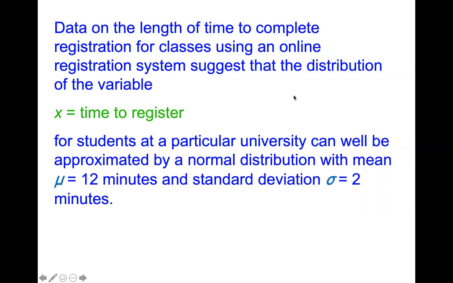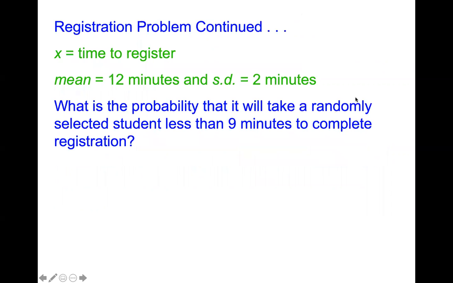All right, so let's go ahead. I think it's actually pretty intuitive how to do a problem based off of this. The only difference from yesterday's lesson is that instead of a mean of 0 and a standard deviation of 1, now it's a mean of 12 and a standard deviation of 2. So it says, what is the probability that it will take a randomly selected student less than 9 minutes to complete the registration? I'm just going to call on somebody and you tell me what you think we should do. All right, so work this out with me, and let me actually draw the picture first.